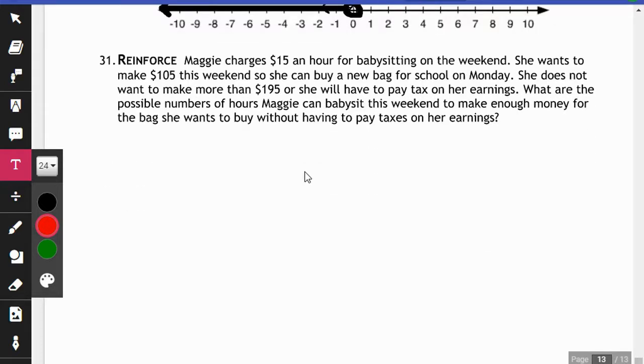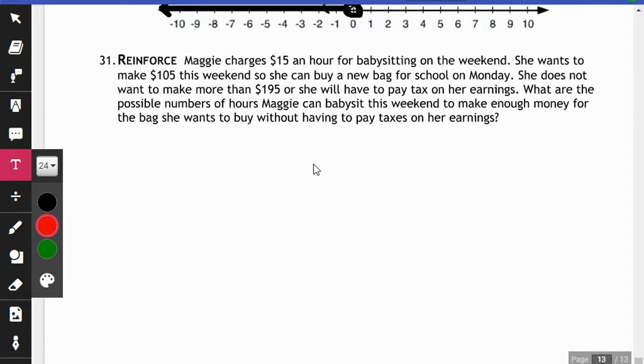All right. Maggie charges $15 an hour for babysitting. Great. She wants to make $105 this weekend so she can buy a new bag for school. She does not want to make more than $195. Why? Because she'll have to pay taxes. I'm sorry, that's another bogus one. You can make $200 in babysitting and not pay taxes as a minor. You're going to be all right.